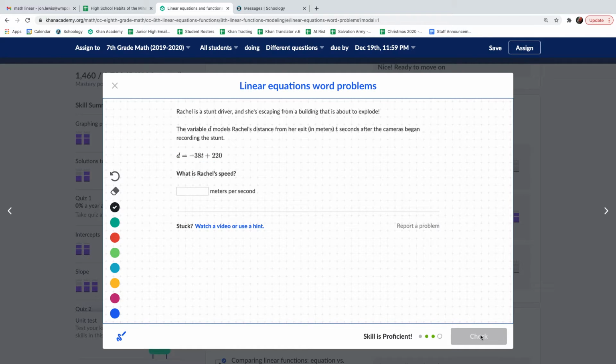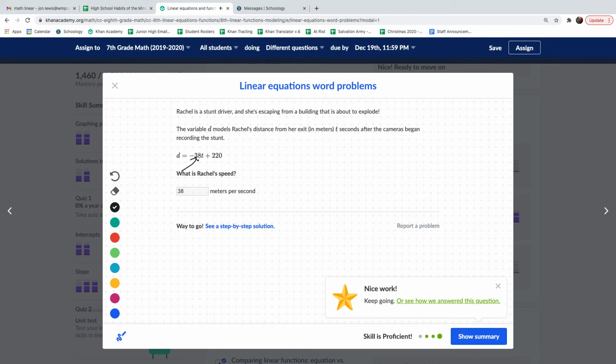Rachel is a stunt driver, and she is escaping from a building that is about to explode. The variable d models Rachel's distance from her exit t seconds after the camera begins recording the stunt. What is Rachel's speed? Well, this is actually right here. That right there is your slope, but slope is also speed. So for speed, she is 38 meters per second.